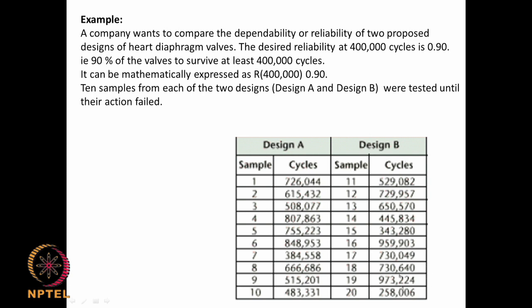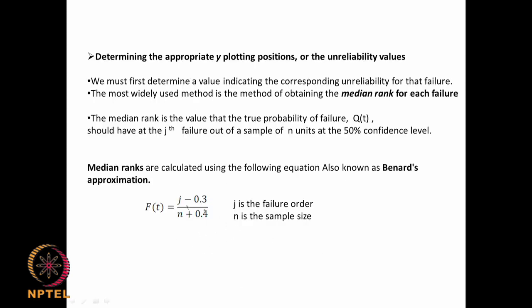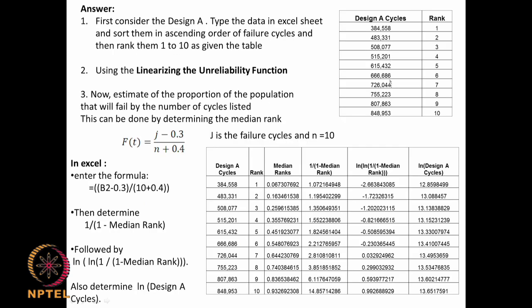For design B, sample 20 fails the quickest and sample 19 lasts the longest. So, we calculate the median ranks. First of all, you arrange them in order of increasing cycles, so this sample fails at the earliest, and this sample fails last. Then you put in j minus 0.3. For this sample j is 1, n is 10, for this sample j is 2, n is 10, and so on. So, we calculate the median rank.